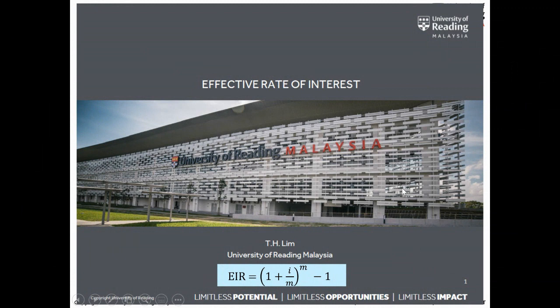In today's lecture, you will study the effective rate of interest. This is to ensure that you know how to choose the bank that gives you the best rate for your saving, or paying the least amount of interest if you need to take a loan from the bank. The formula is (1 + i/m)^m − 1.